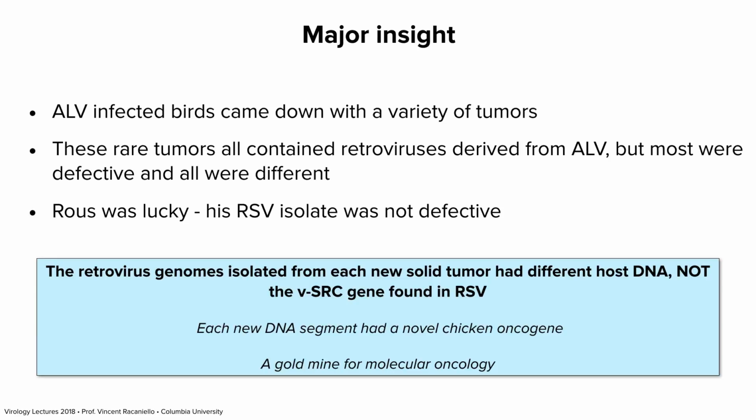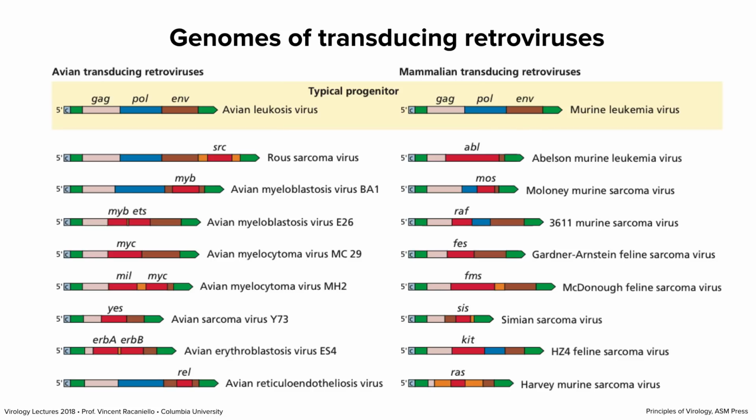And again, Rouse was lucky because his Rouse was not defective. Each one of these viruses that were isolated by others had different host DNA, different from Rouse sarcoma virus. You took a chicken with a tumor that had naturally developed, pulled out the tumor and isolated the virus. It was a different cellular DNA piece that was picked up. Each segment had a novel chicken oncogene. This was a gold mine. Every month there was a new paper showing a new V something, VSARC, VMIB, etc. And this went on for quite a while. So here's a picture of some of these oncogenes.